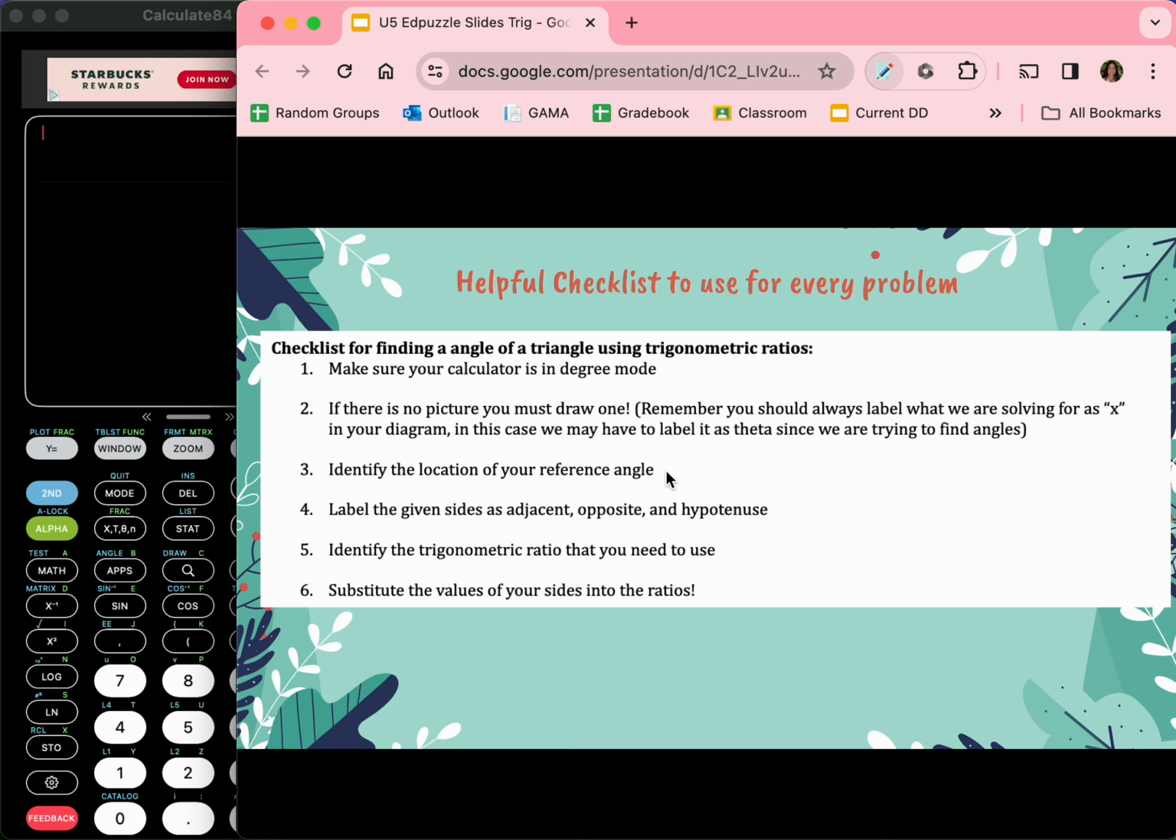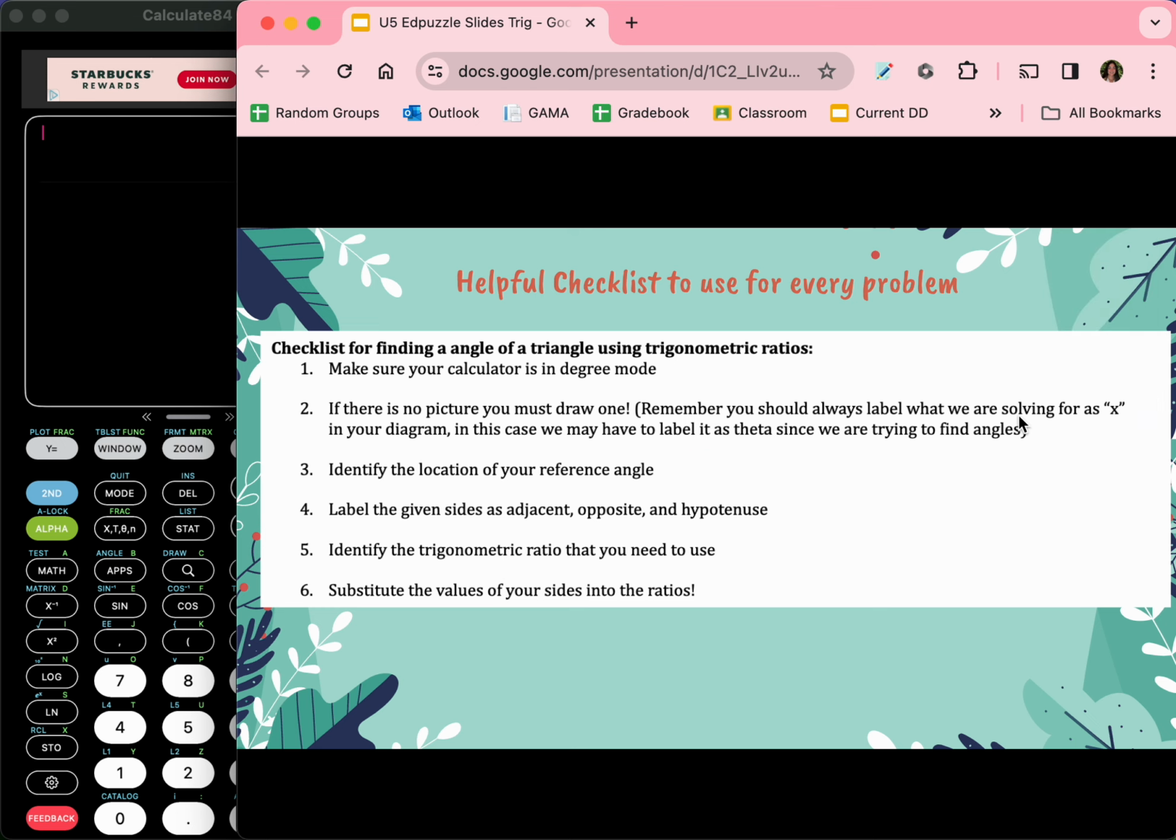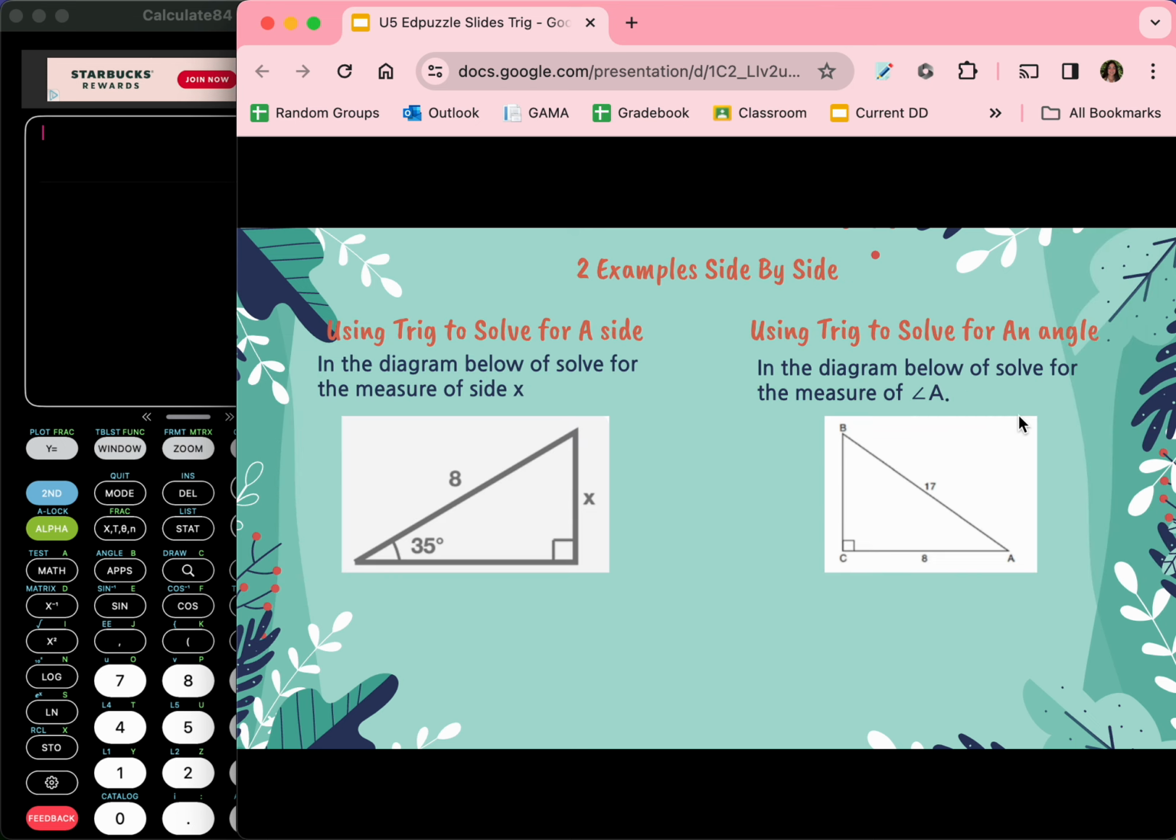Then we identify the location of our reference angle, and to do this in the diagram, remember, we draw an arc on where our reference angle is, and then from that, we label the adjacent, opposite, and hypotenuse sides. After that, we identify the trig ratio we need to use, and then we substitute and we solve. So let's get into two examples. We're going to do two things side by side here.